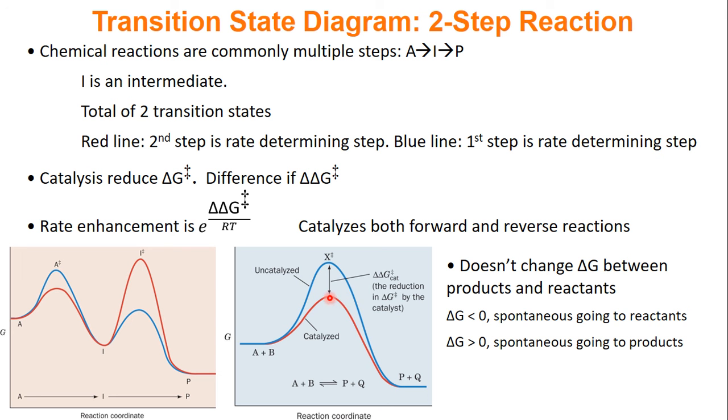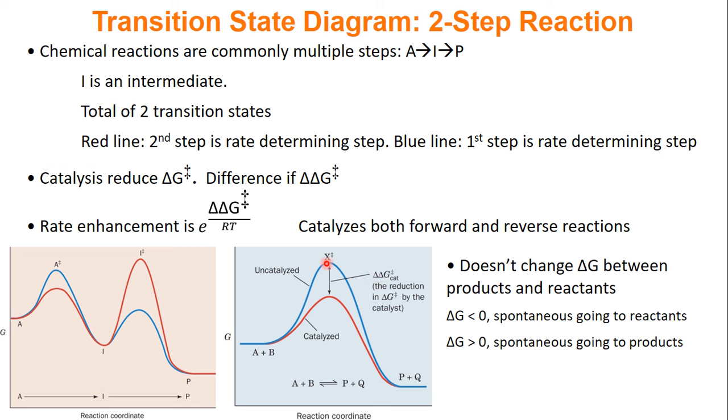And all a catalyst does is it lowers the activation energy. The amount it lowers this energy is called delta delta G double dagger. Delta is weird. The reason why it's delta is because the difference between the reactants and the top of the hill is already delta G. So you're looking at the difference in the difference of delta G. So each triangle, each delta means difference.